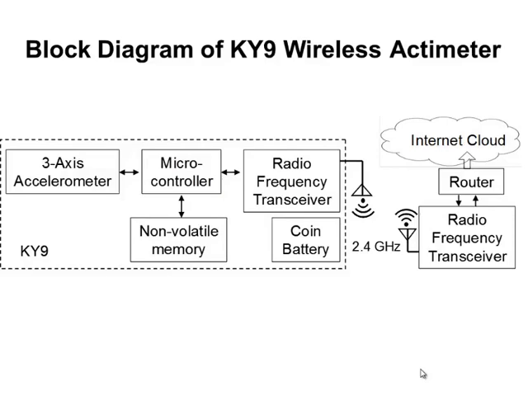So this is a block diagram of the wireless Actimeter, and the coordinate is KY9. So the sensor has a microcontroller that collects data from a 3-axis accelerometer, and the data will be stored in the non-volatile memory and will be uploaded with a low power radio frequency transceiver. And the upload will be carried out by a specially designed router that will receive the radio signal and upload to the internet cloud.